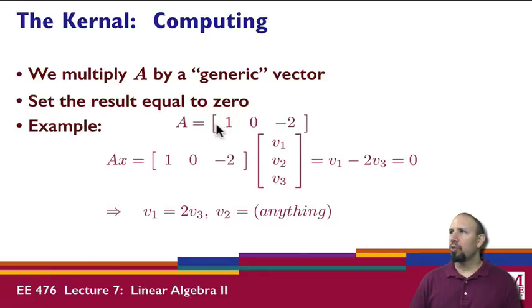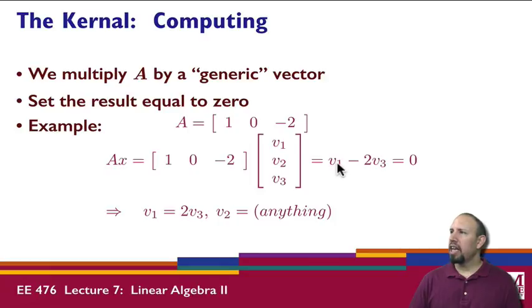So here's this matrix. We'll start off with this. We're going to take that and multiply by a generic vector, v1, v2. I don't know what, these are just symbols. Multiply this out, and I get this. So I have a 0 there, and that's equal to 0. I'm going to set that equal to 0 in order to see what the null space looks like.